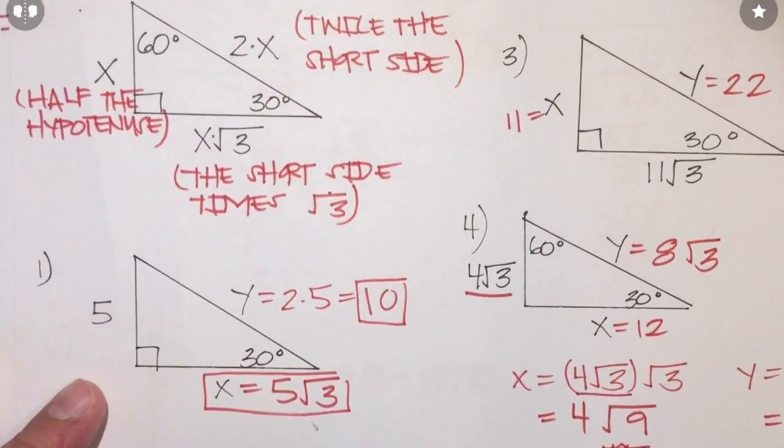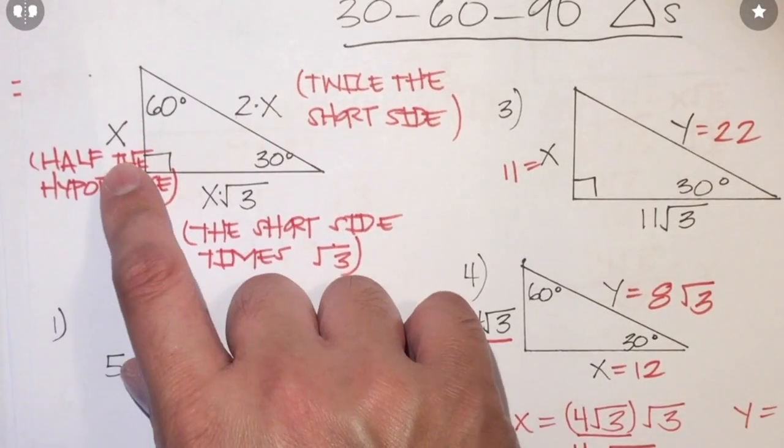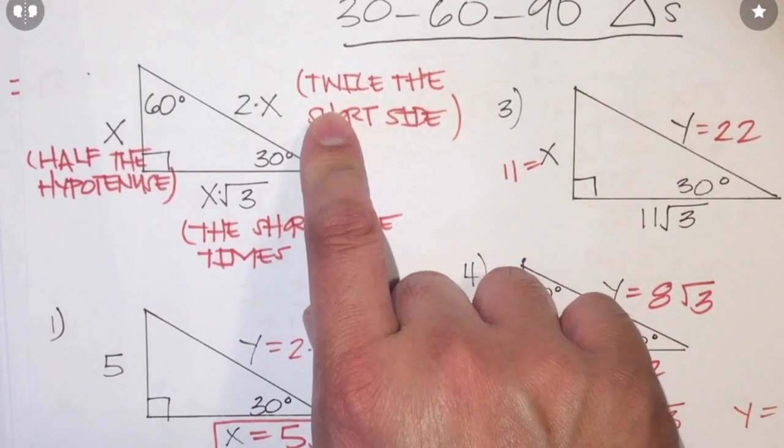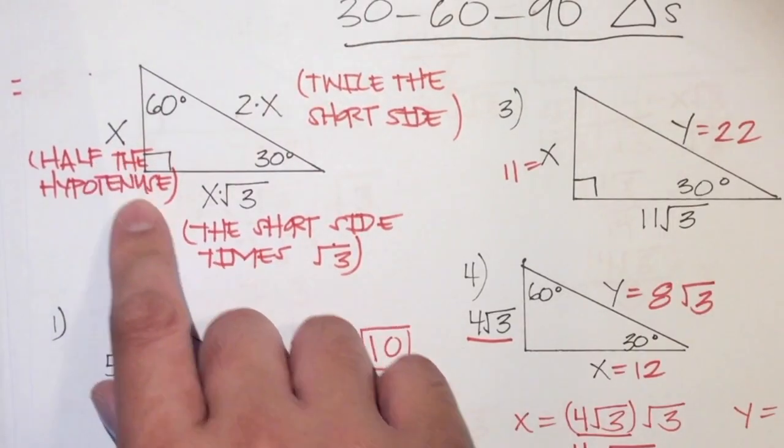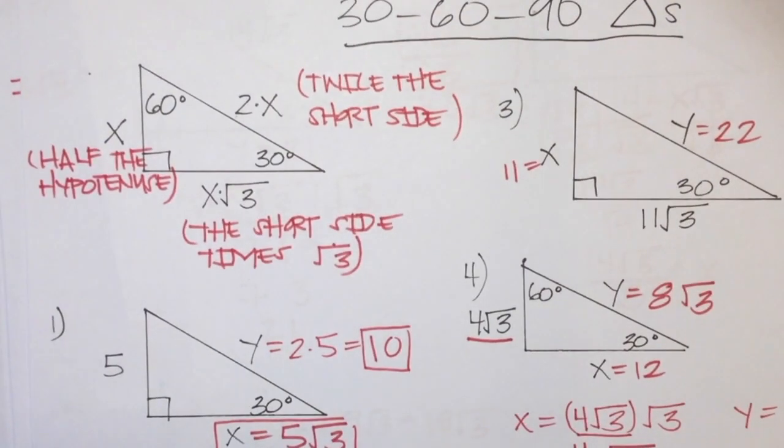The pattern is: the short side is half of the hypotenuse, the hypotenuse is twice as long, and the middle side is whatever the short side is times radical 3. Then work up to getting fancy, and then you'll get these, and you'll be great, and you'll be a fancy, great person.